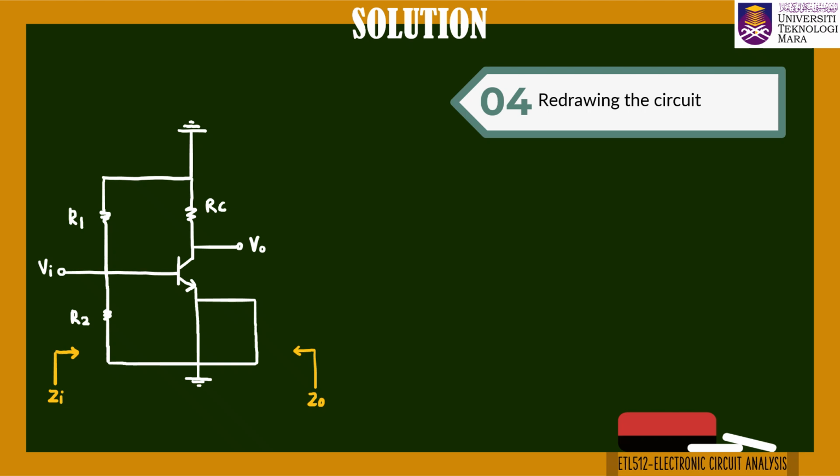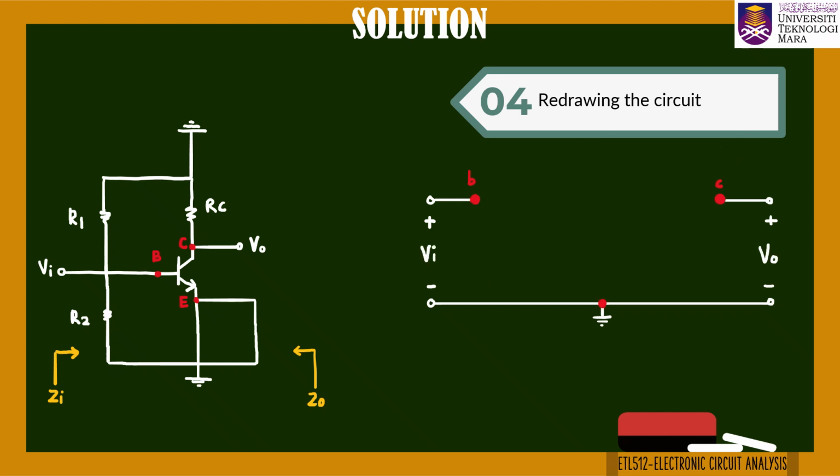Let's start by labeling the transistor terminals. In this common emitter configuration, the input is connected to the base, the output is at the collector, and the emitter is the ground. Notice that this transistor is NPN type. Start your AC equivalent circuit with the input on the left, the output on the right, and the ground at the bottom. First, let's look at the input part highlighted in pink.